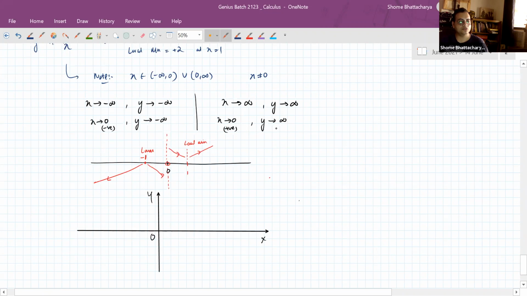As x tends to 0, y tends to infinity. But then it drops to the value at 1, which is how much? 2, and then again increases to infinity. So the shape of the graph is like this. It's a very interesting shape. That is why, interestingly, this is a point of local minima.